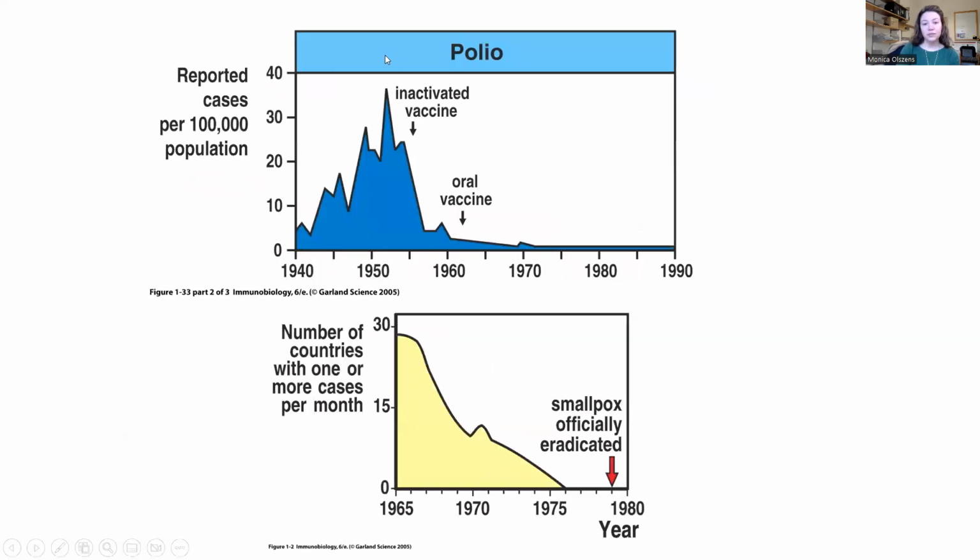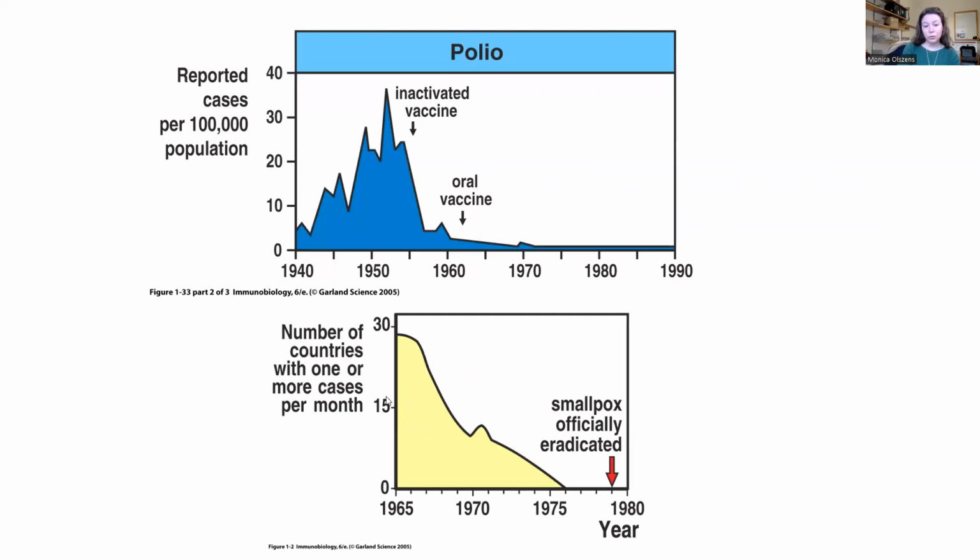So this is from Janeway's Immunobiology. They're just showing what happened over time. So we've got 1940 here, 1990 here. So why don't we hear about polio? Because the two vaccines introduced were very effective. So the inactivated vaccine was introduced here, 1955, and there's already a decrease. And then Sabin's oral vaccine was introduced, and the cases are incredibly rare, less than 0 in 100 children.